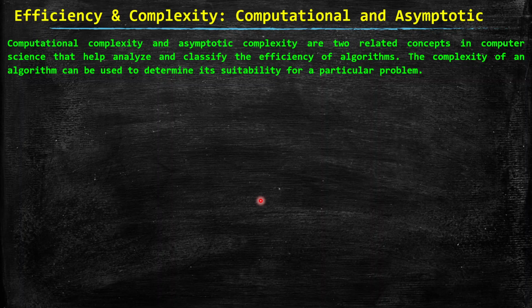Asymptotic is more important and complex, but don't be hectic. We will discuss this asymptotic in a simple way. So let's first understand the computational. Computational complexity and asymptotic complexity are two related concepts of computer science that help analyze and classify the efficiency of algorithms, so that we can understand which are the best algorithms for which data structures.